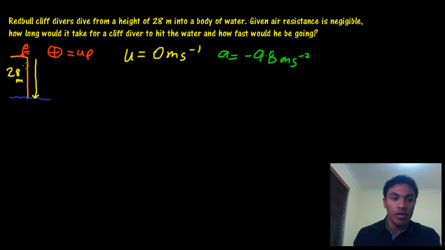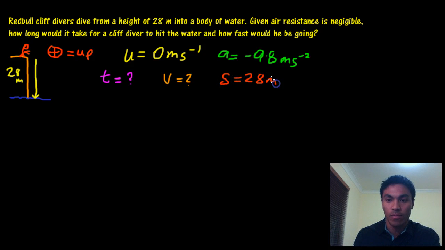Very good. So in this particular problem, we want to find out our time, so how long it actually takes, and let's put that in purple. We don't know our time, and we want to also find out our final velocity. So final velocity we'll put in orange. There's one more bit of information that I forgot to tell you, that is also in the question itself, which is our displacement. Our displacement is 28 meters.